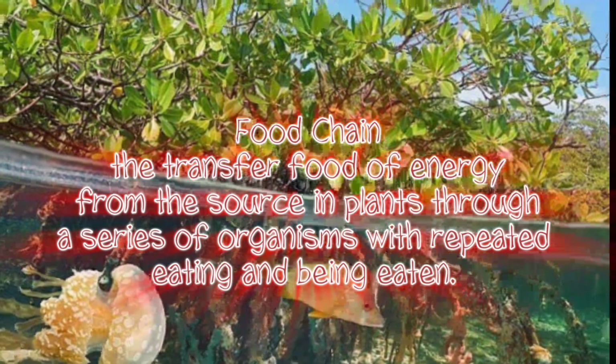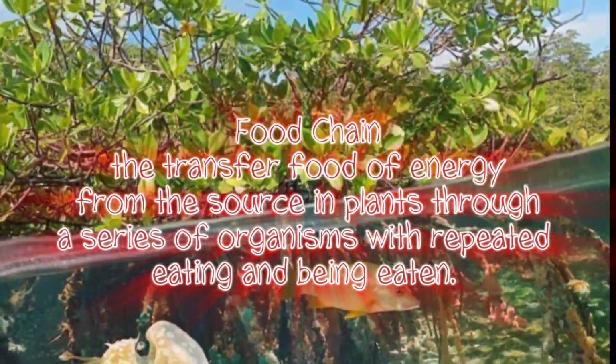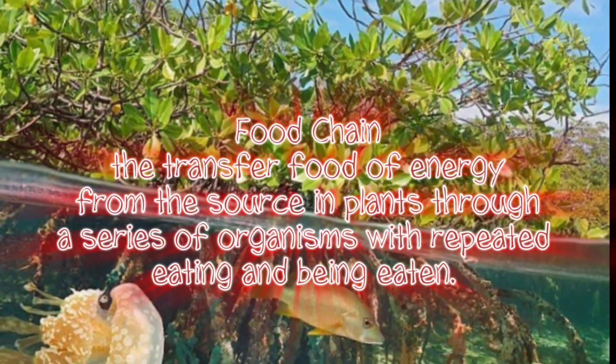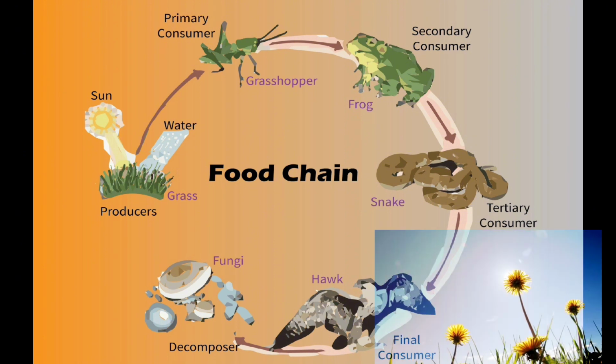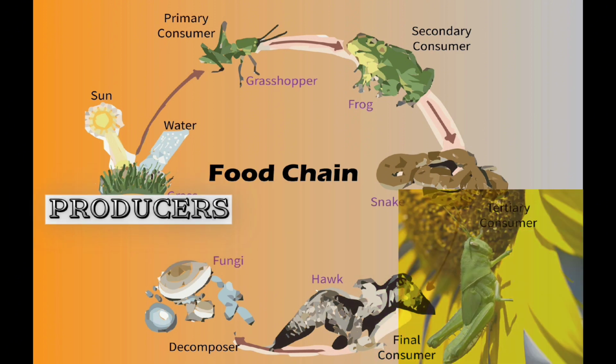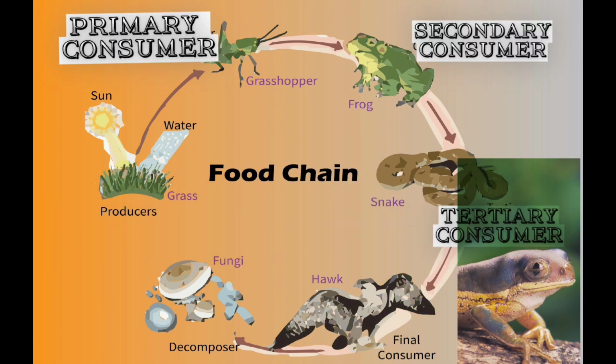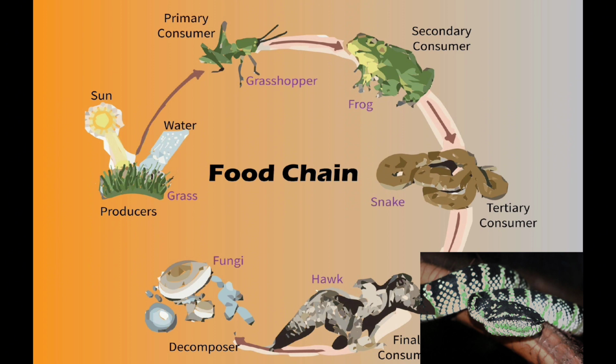Food chain: the transfer of food energy from the source in the plants to a series of organisms, with repeated eating and being eaten. It starts from the producers, which use the energy from the sun through photosynthesis to create food. Producers are eaten by the consumers. We have the primary consumers, secondary consumers, and tertiary consumers, or the top predator.